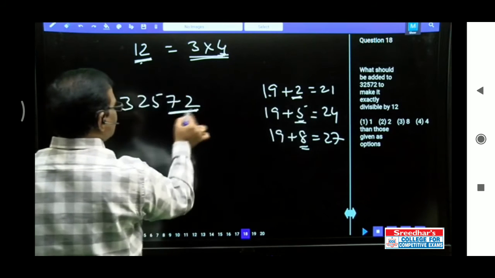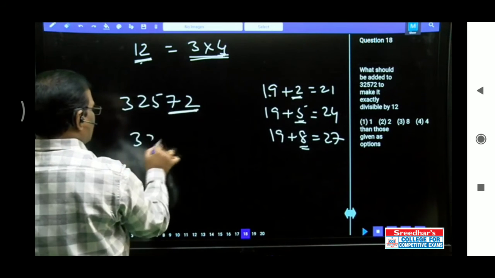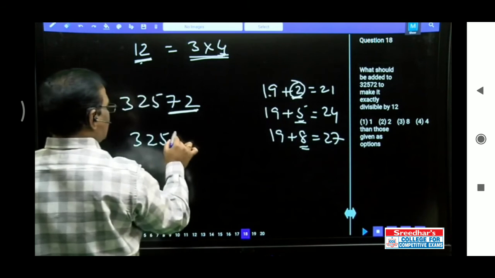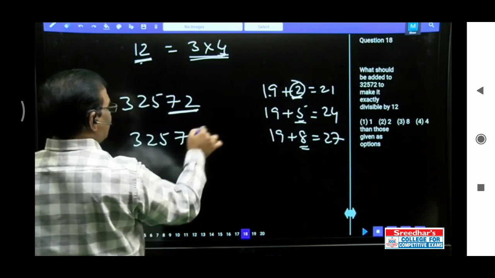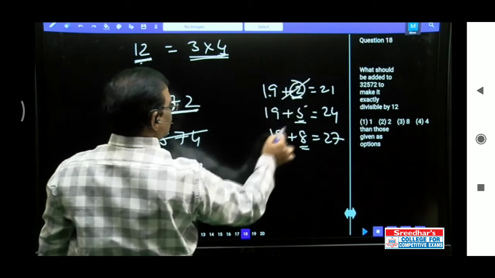2 కలిపాం అనుకోండి, 2 కలిపితే 72 వల్ల 74 అవుతుంది. 74 is not divisible by 4. ఇది 4 చేత డివిజిబుల్ అవుతుంది. అంటే 2 సాటిస్ఫై అవ్వలేదు. నెక్స్ట్ 5 తీసుకుందాం.